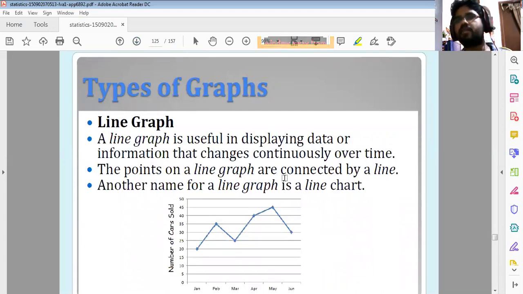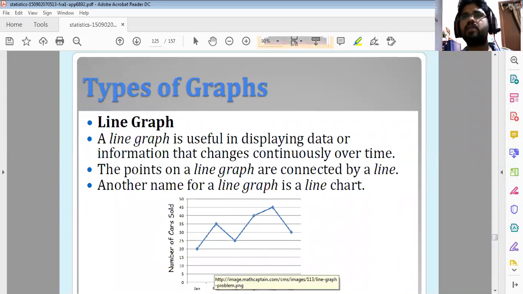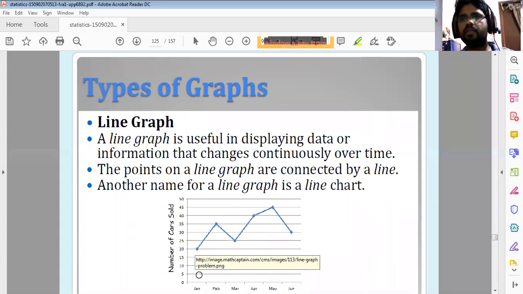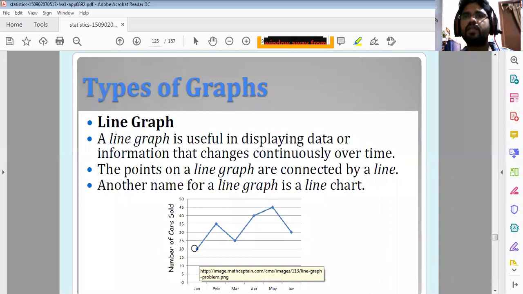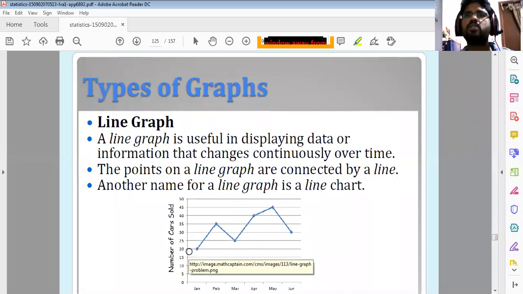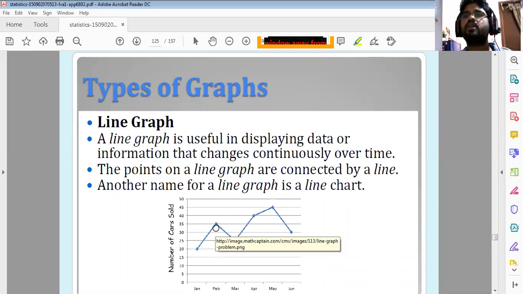A line graph also. For example, if you take the number of cars sold month-wise from January, automobile industries will present the data in the form of graphs also. When you observe this graph, we can easily understand that in the month of January the number of cars sold is 20. From January to February, the number sold is 35. It means that from January to February there is a tremendous change in car sales.